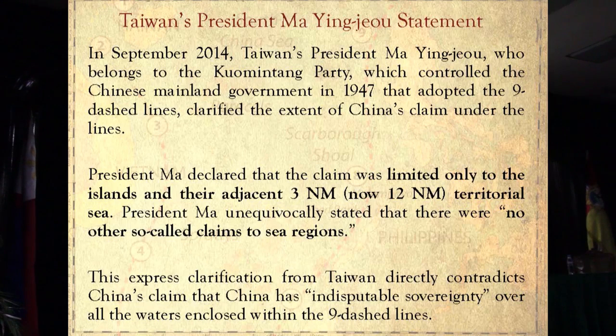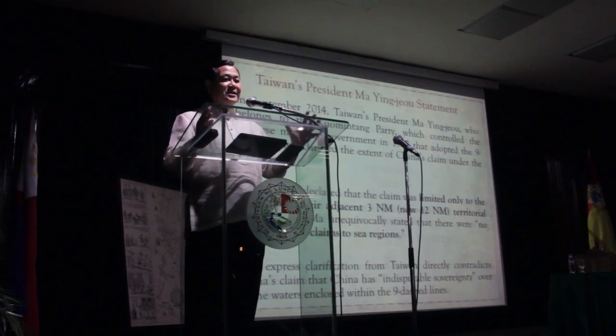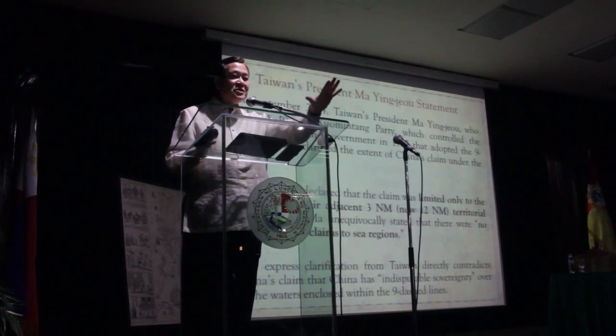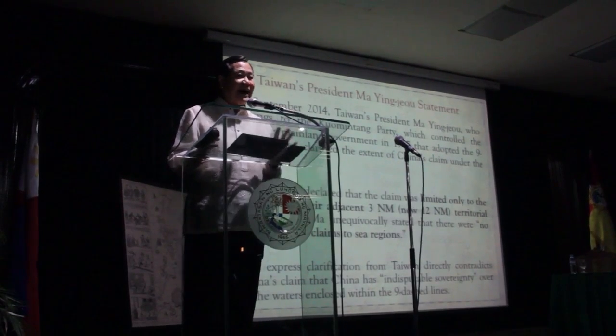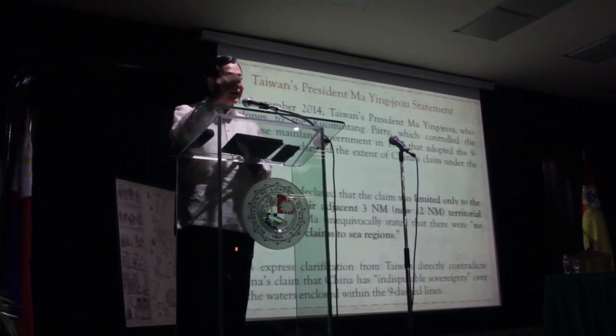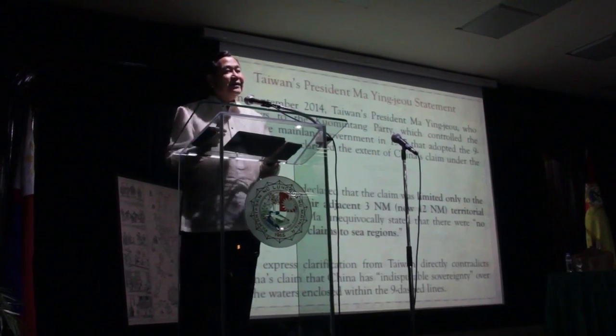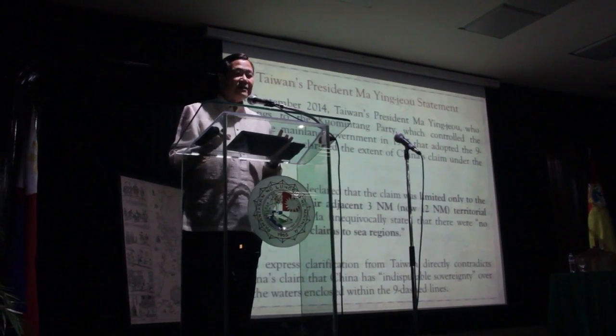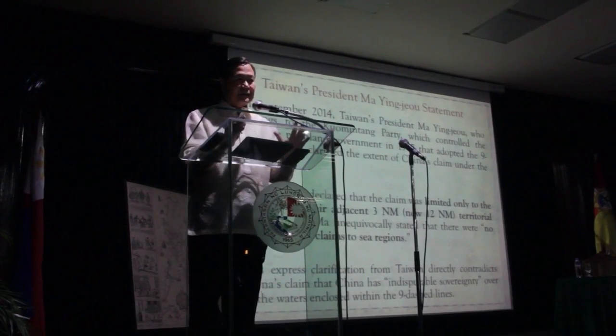3 at the time of 12 nautical miles. Ma said there was no so-called claims to sea region. Ma said we did not claim the sea. We only claim the islands and the adjacent territorial sea. So there is now a divergence of interpretation. Mainland China says the 9-dash line is a claim to the entire waters of the South China Sea, including all the islands. President Ma said no, it's only a claim to the islands and the territorial sea up to 12 nautical miles. Why did President Ma say that?